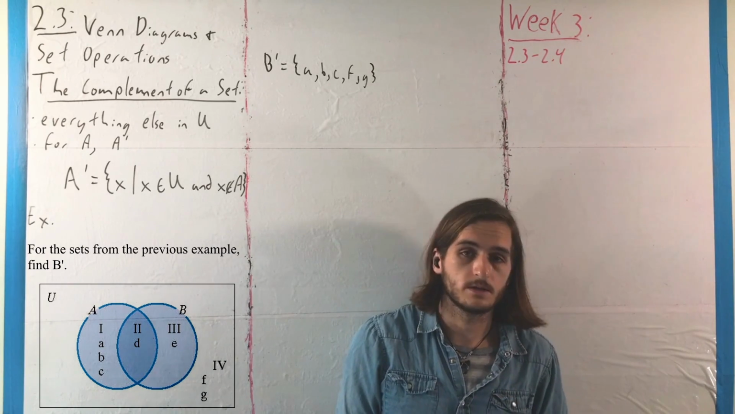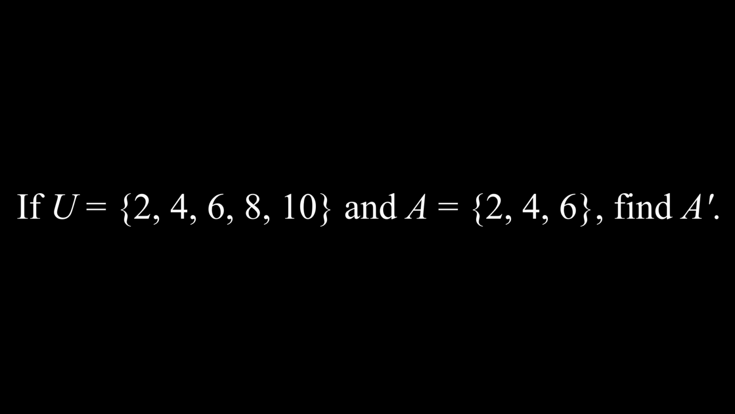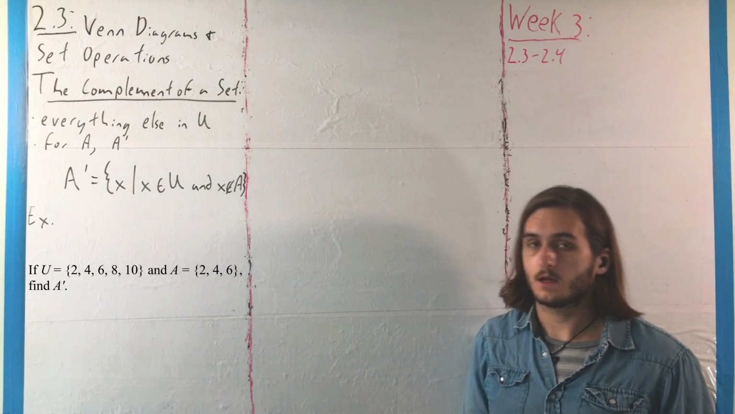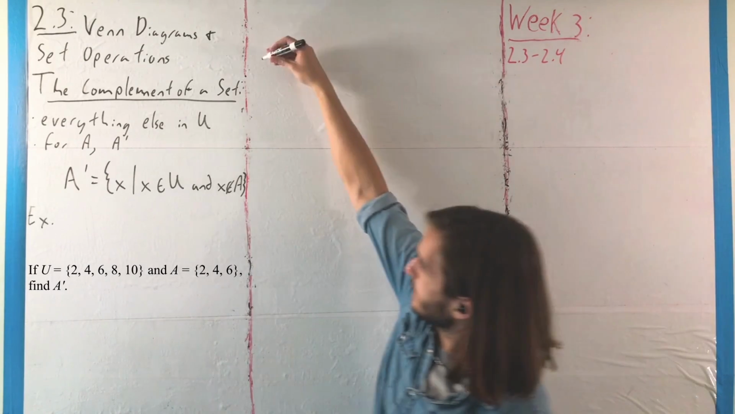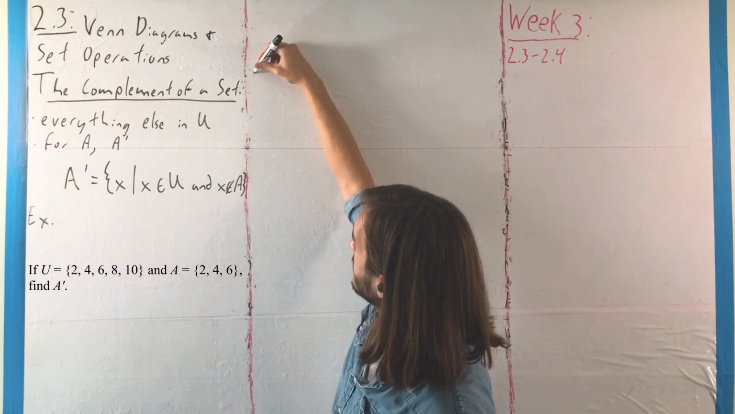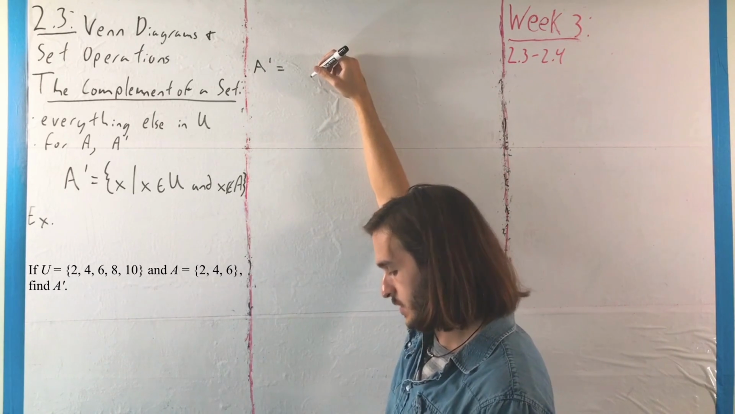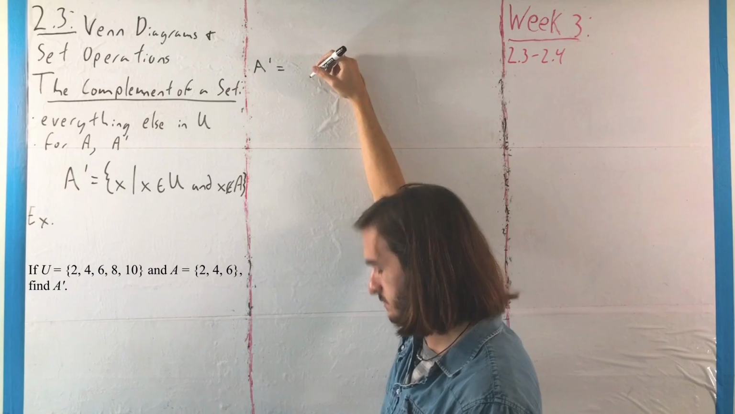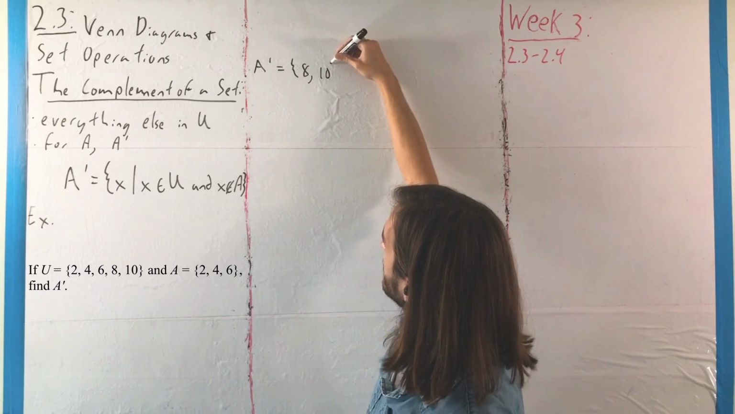Anyway, let's get one more example here to keep developing this idea. For this, we have the universal set 2, 4, 6, 8, 10, along with the set A is 2, 4, 6, and we want to find A complement. Again, for finding a complement, we're just finding the things that are not where we're starting. So we have that A is 2, 4, 6, and U is the even numbers up to 10. So that's just going to be, for our complement, 8 and 10.